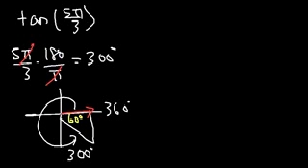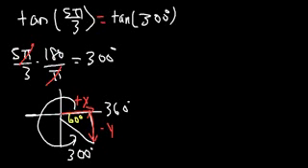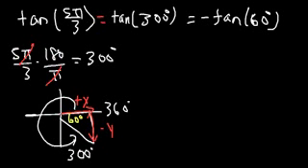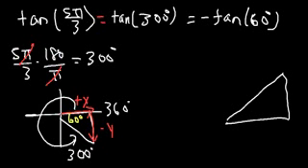X is positive in quadrant 4 because you're going to the right, but y is negative because you're going down. So tangent, which is y over x, is going to be a negative value. So tan 5 pi over 3, which is tan of 300, which is negative tangent of the reference angle, 60. So now that we have the reference angle, we can use the 30, 60, 90 triangle to evaluate it.